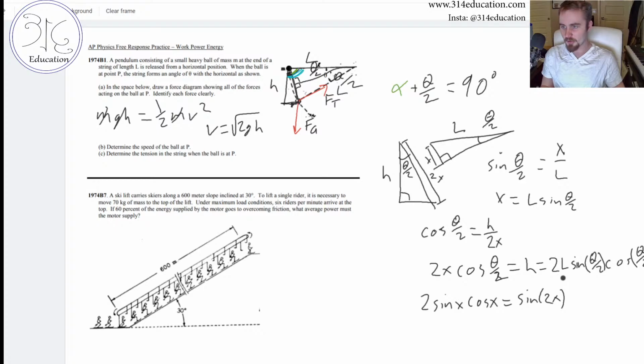And we have that in here, right? Our x is theta over 2. So we can pull this out to say this whole term is equal to, pull out the 2, pull out the sine, pull out the cosine. This just gives us L sine theta.